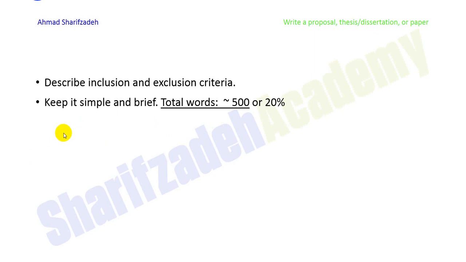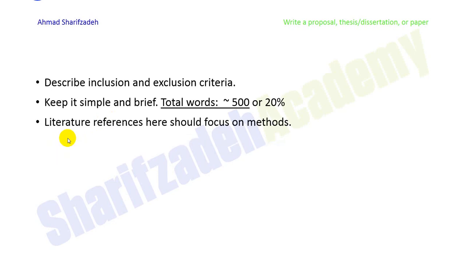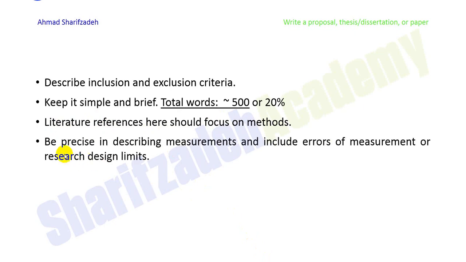so that the readers can redo it. Okay, literature references should focus on method, as I discussed before. If you used a famous technique, a famous method, a previously published method, you should cite that source here, as you see it is written. We have to be precise in describing measurements, and we have to include errors of measurement and some other limits. We have to define key variables, if any, and we have to use the names consistently.